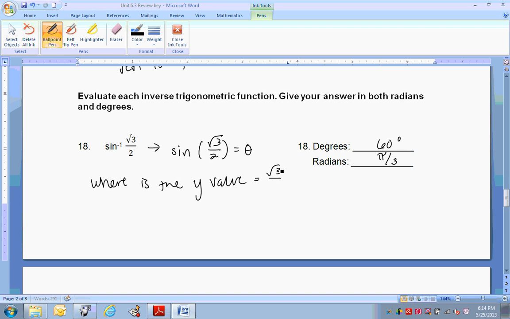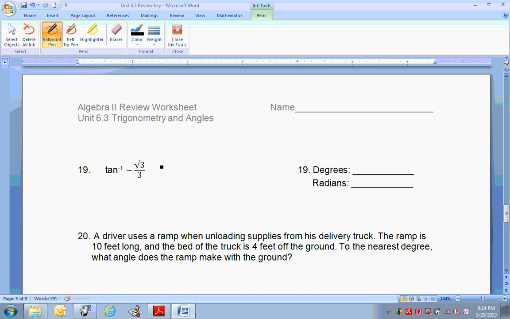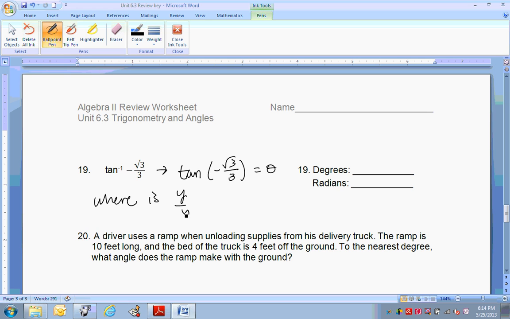Okay, moving on to 19. They want to know where tangent is equal to negative square root of 3 over 3. So tan inverse of negative square root of 3 over 3 is the same thing as tan of theta equal to negative square root of 3 over 3. Well, that's asking where, since tangent is y over x, where is y over x equal to negative square root of 3 over 3? Well, that's at negative 30 degrees. And negative 30 degrees is the same thing as negative pi over 6.